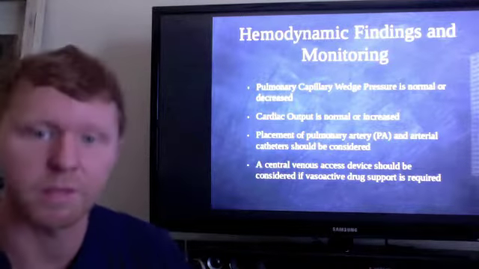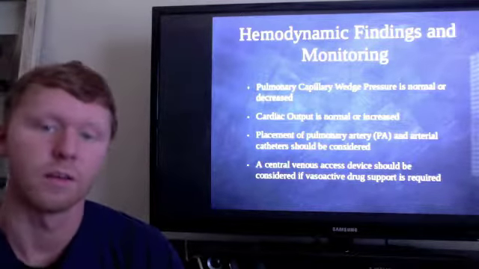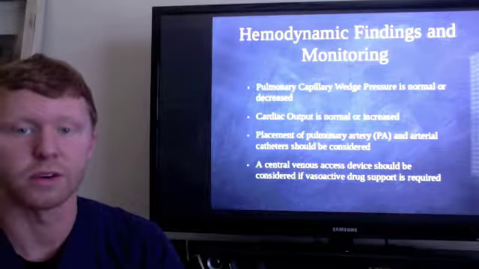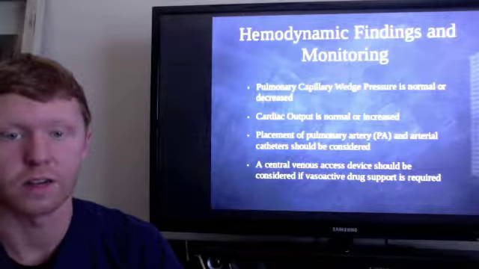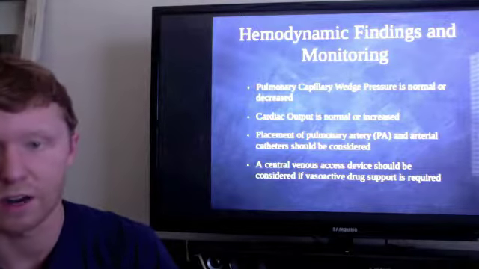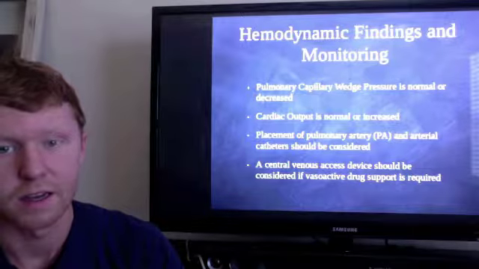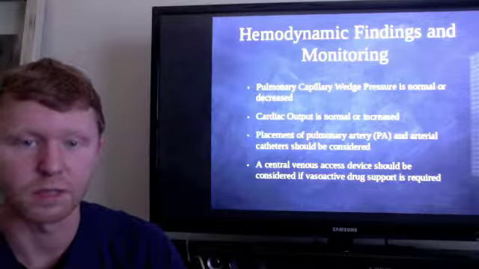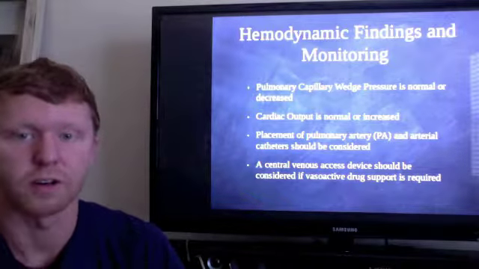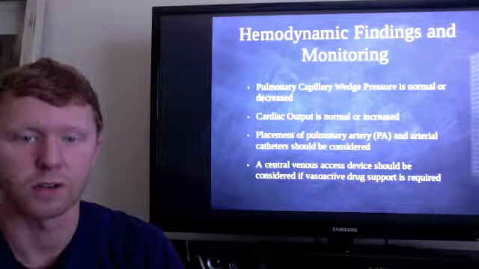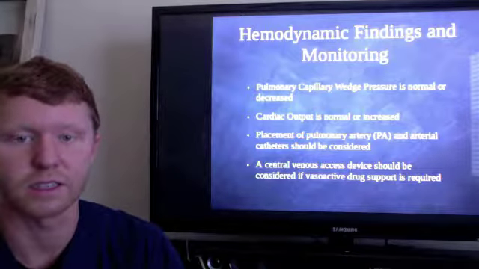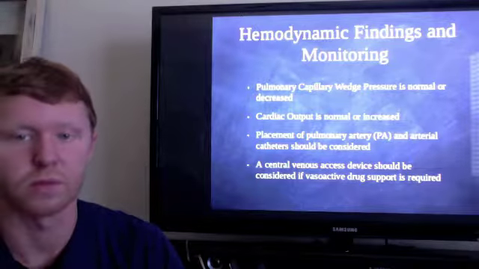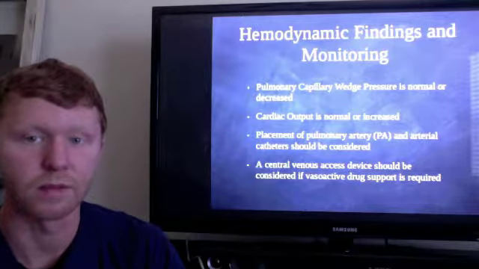So, some hemodynamic findings and monitoring. The pulmonary capillary wedge pressure could be normal or decreased. The cardiac output could be normal or increased. So even with an increased cardiac output, the body has low blood pressure still and low blood perfusion from this distributive shock. So placement of a pulmonary artery or arterial catheter should be considered. Central venous access should be considered if vasoactive drug support is required for that low blood pressure.